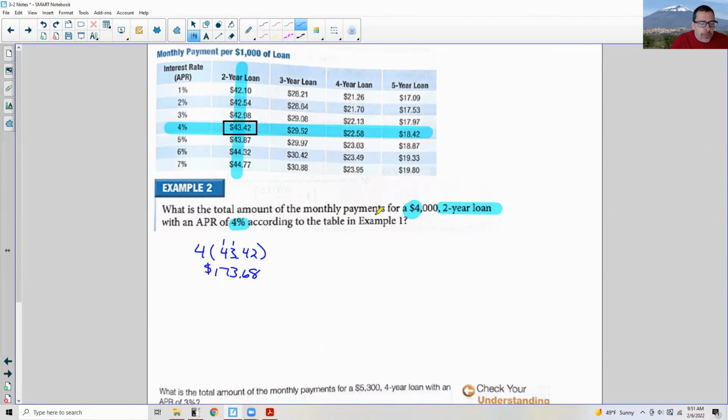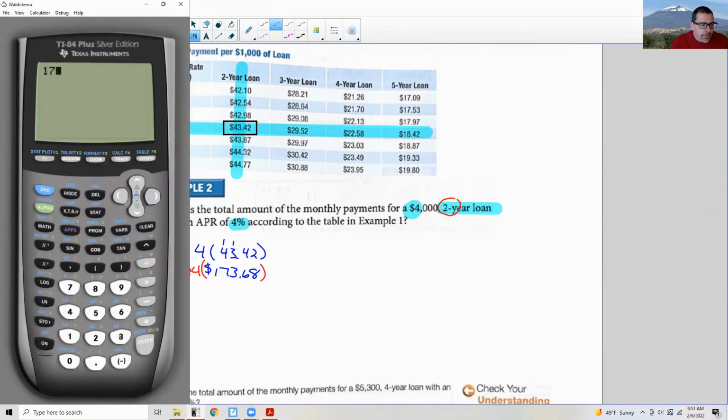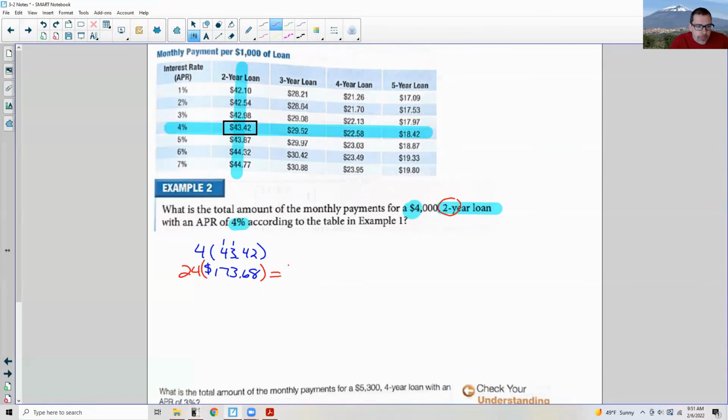And the total amount of monthly payments for a $4,000 2-year loan, now it's saying the total amount. So you're going to take this $173.68 and multiply that by 2 years is 24 months. So if I take 173.68 times 24, that is going to be $4,168.32. Okay, the loan was $4,000, so you subtract that, and you would have paid $168.32 in interest. Okay.